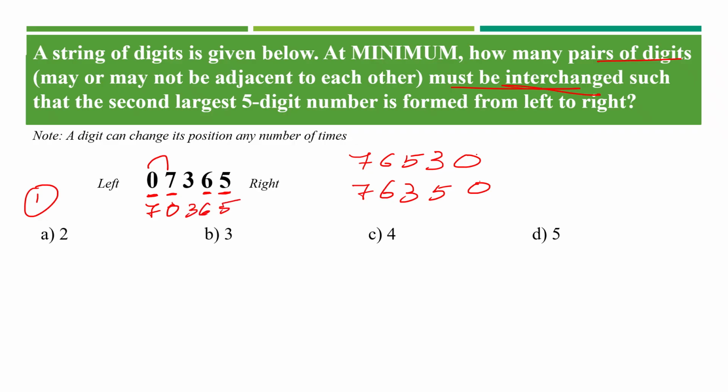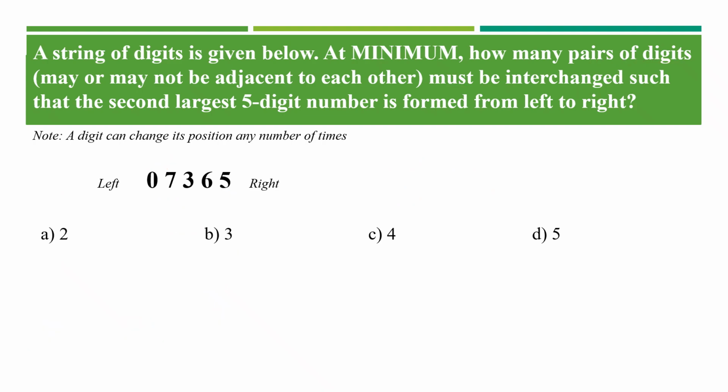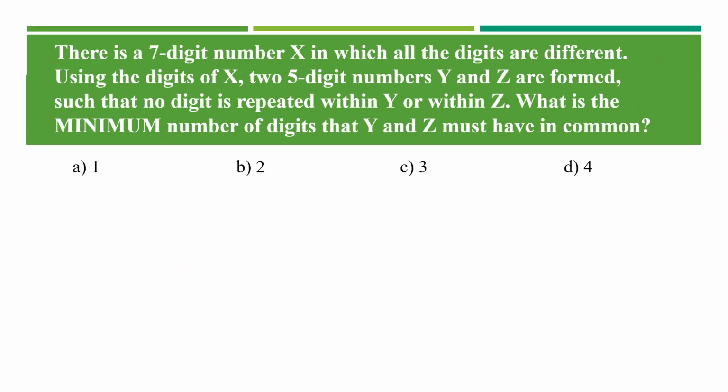So now it's like 3, 6, 5. I guess I need to change the position of 0 with 6. So it's going to be 76305. So two moves, two interchanges. Then now I change 0 and 5. So that's going to be 76350, where I have done it in three moves, and I go with option B, which is three moves. Great. Students, if there is any possibility less than that, please comment your answer. Thank you. Here we move on to the next question.